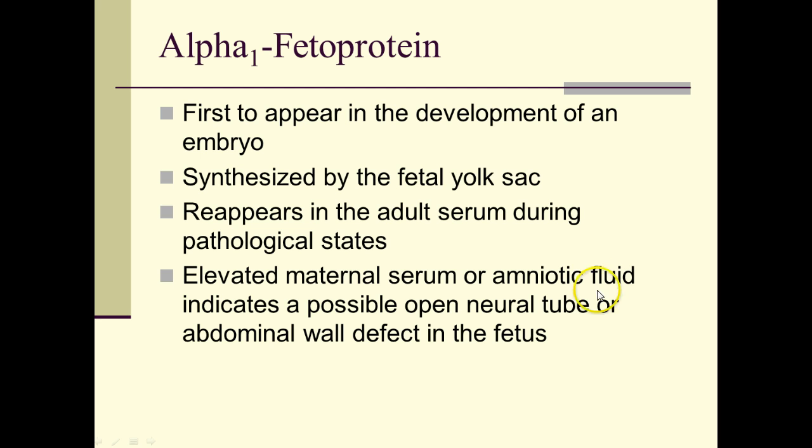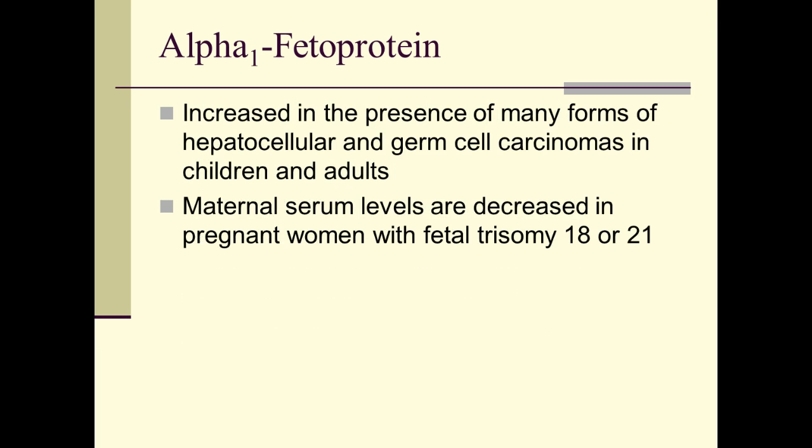The next one is alpha-1 fetoprotein. This is present in the embryo all the time. It's synthesized in the yolk sac. But it can reappear in the adult during pathological states. A couple things can happen. It can be elevated in the maternal serum, so if you're pregnant and you get your blood drawn, if you have high alpha-1 fetoprotein, it could mean a neural tube defect in the fetus. Or it's increased in adults in hepatocellular carcinoma. So alpha-1 fetoprotein we see increase with hepatocellular carcinoma.